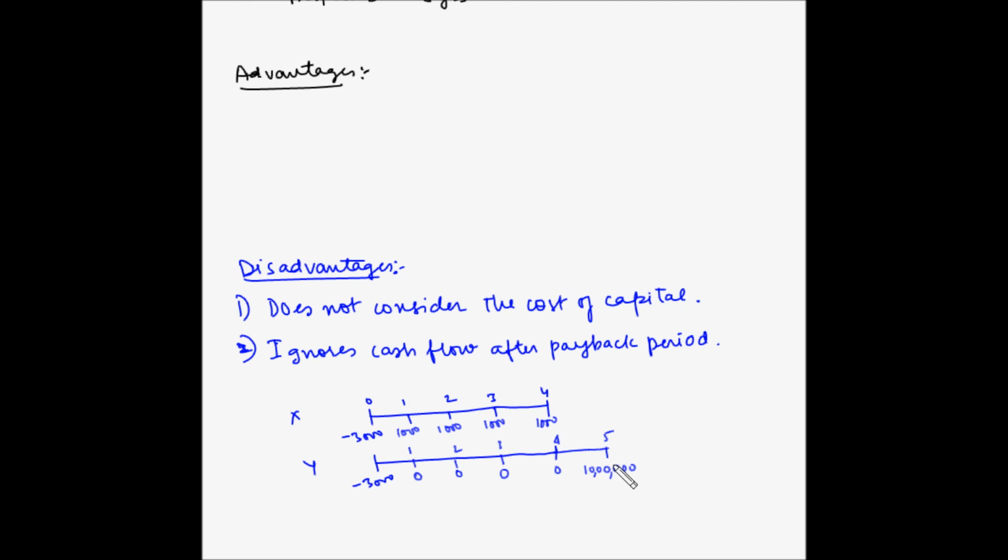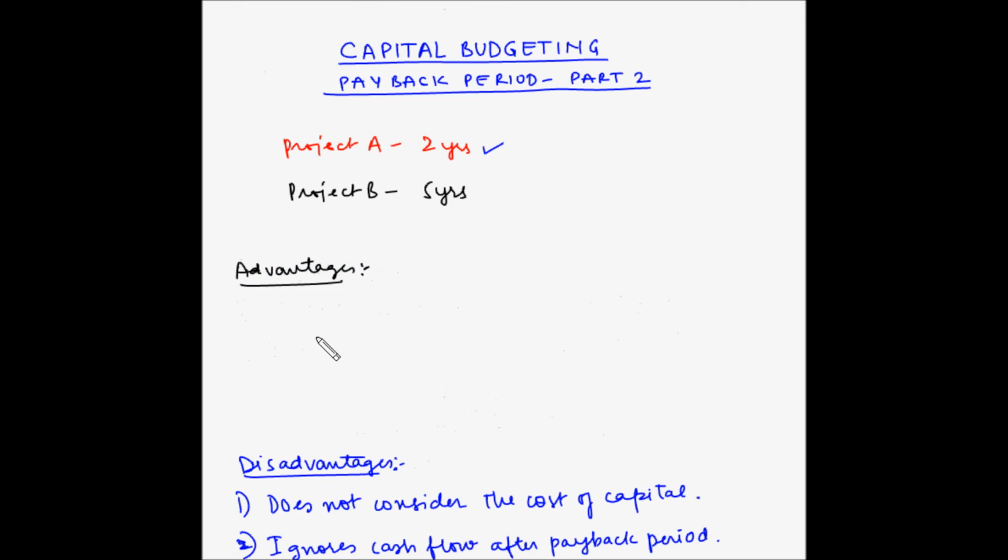Now let us look at some of the advantages of using the payback period method. The payback period method is very helpful in identifying how long the funds will be tied up in the project. This gives a good information about the project's liquidity. So basically it provides information about project's liquidity.